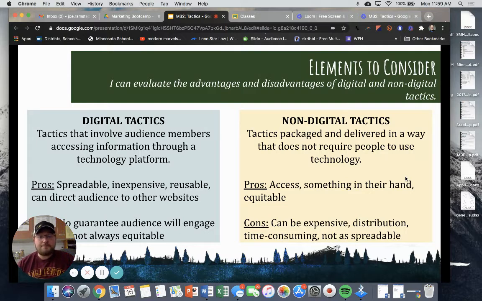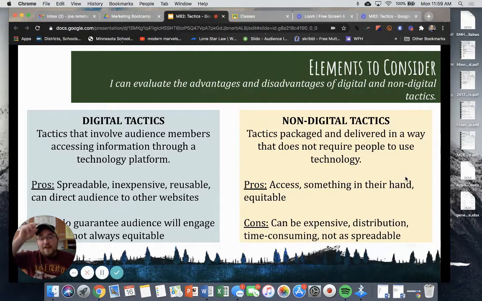or internet at home. Some pros of non-digital tactics are access, something in their hand, and equitable. We can easily get non-digital items in the hands of everyone if we wanted to. Cons, however: it can be expensive, especially if we're sending out mailers or making little magnets or sampling food. Distribution can be challenging and very time-consuming, and it's not as spreadable.